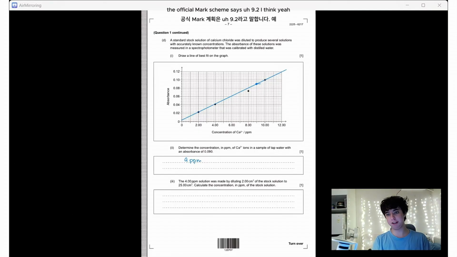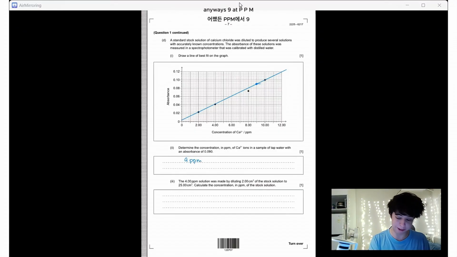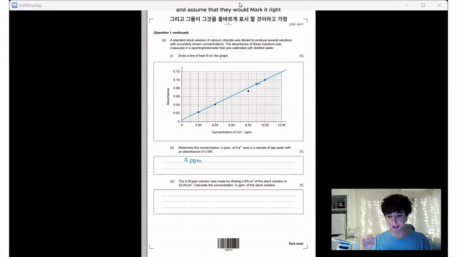Okay, the official mark scheme says 9.2, I think. Yeah, 9.2, but it says it can be based off of the line of best fit. Does that mean they would then mark off your line of best fit? I don't know. Great question. These are the insights that I don't know. Anyways, 9 ppm. We're going to go with that and assume that they would mark it right if you get 9.2 based on your line of best fit.